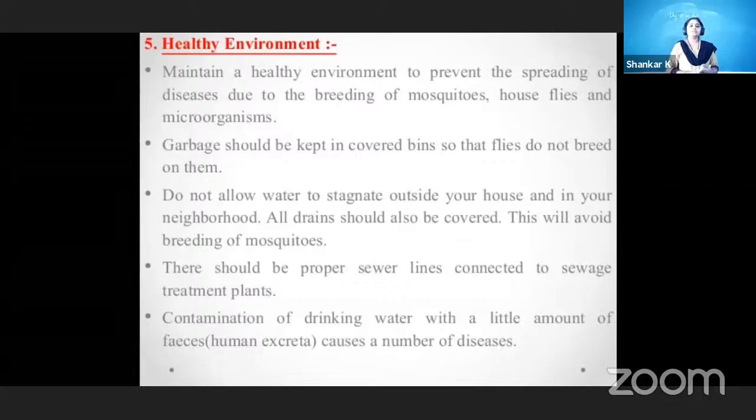And all drains should also be covered. In your home you will be having drains to flow the water and whatever waste will go through it. It should not be open.